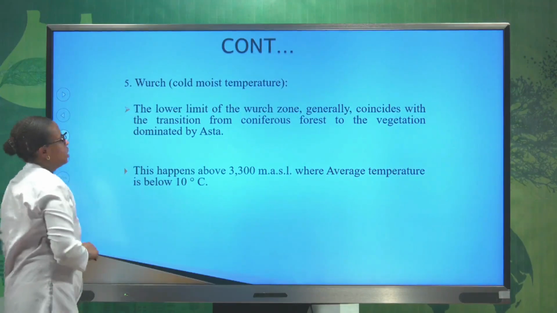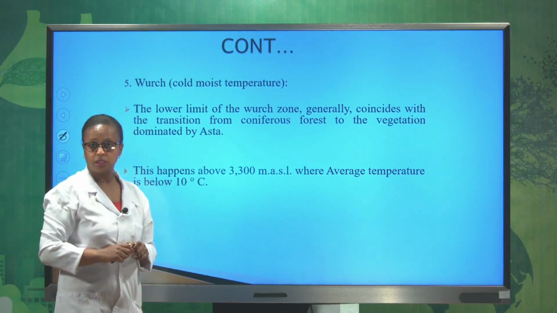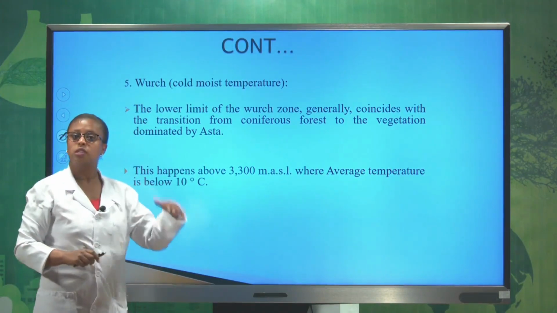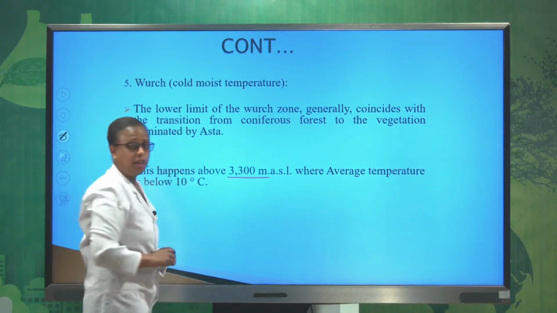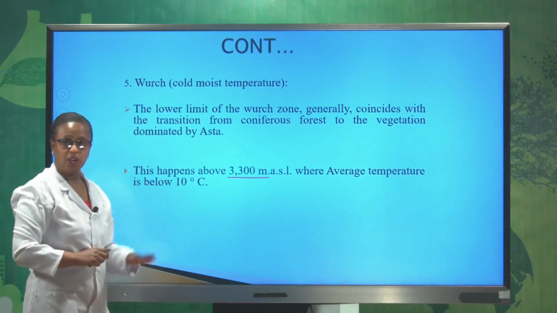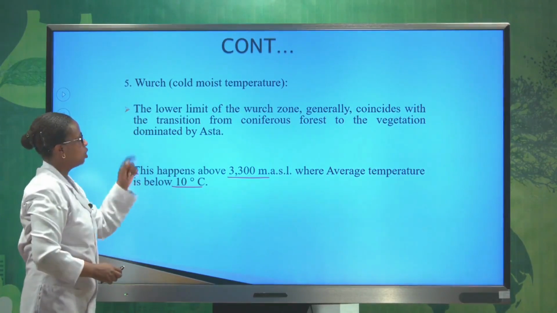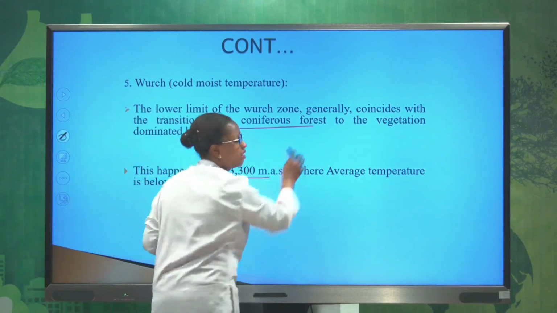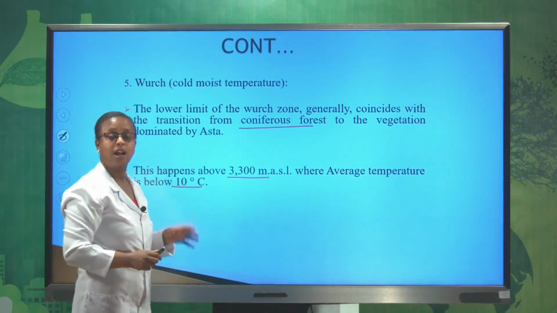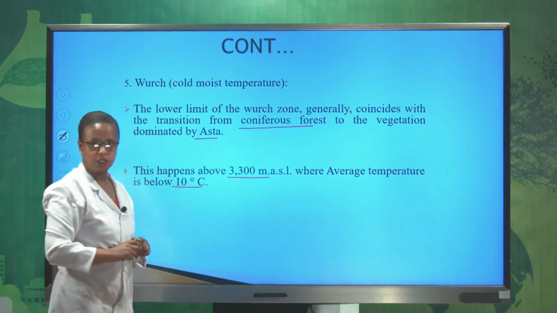The fifth one is Wirch, or cold moist temperature. This zone is found above 3300 meters above sea level. The mean annual temperature in this zone is below 10 degrees Celsius. And this is the zone of transition from the coniferous forest to different vegetation, especially Asta, which is the most dominant plant in the region.